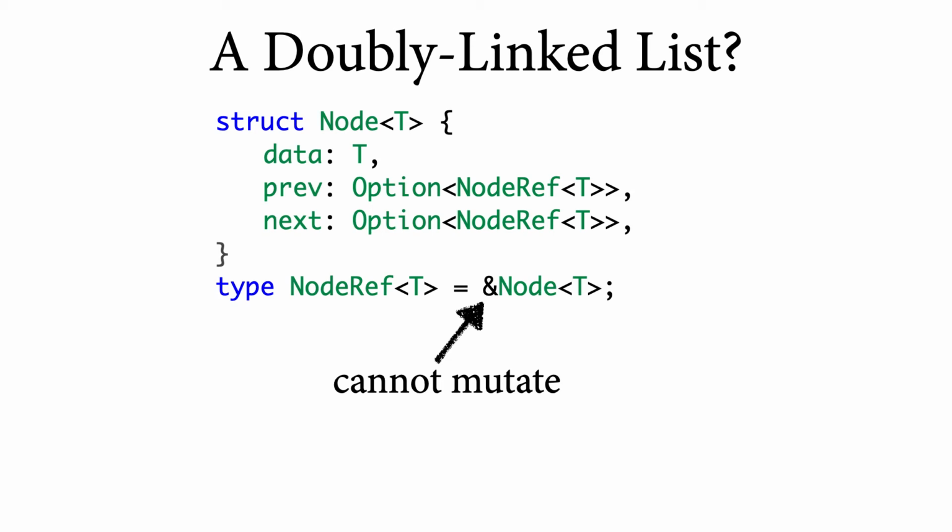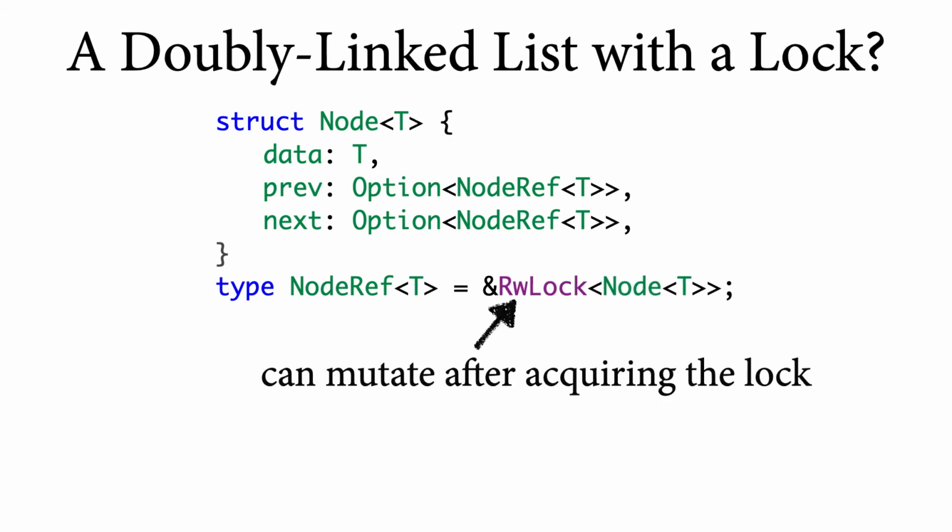So using RwLock, we can take our doubly linked list type definition that we saw before. Remember, here we were naively defining NodeRef using a shared reference type, reference to a Node, which meant we couldn't mutate it at all. And we can instead replace that with a shared reference to an RwLock of a Node.